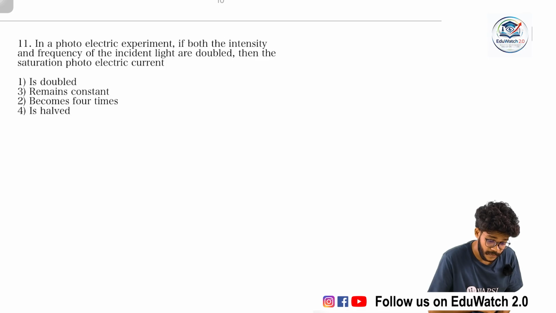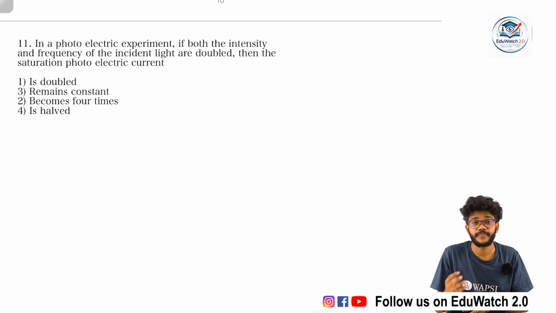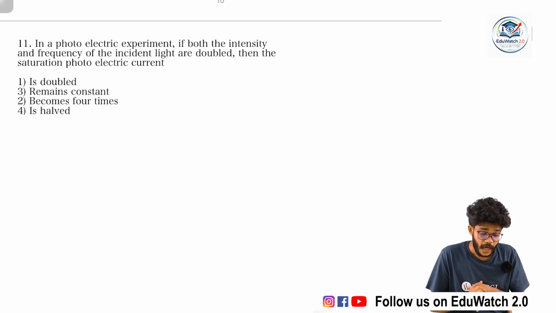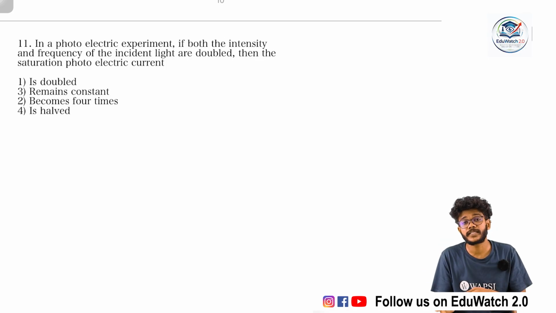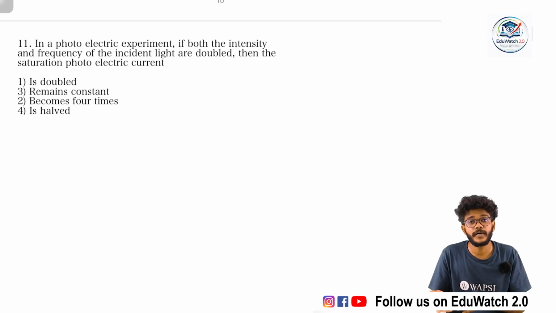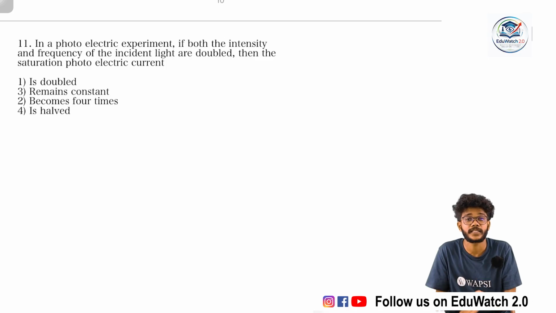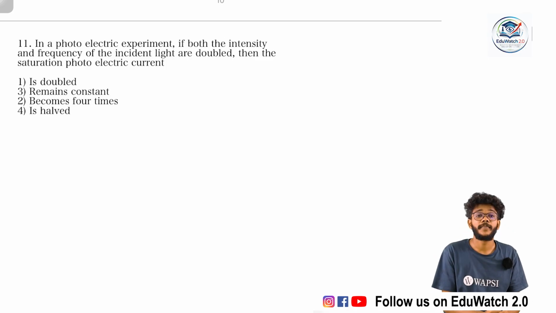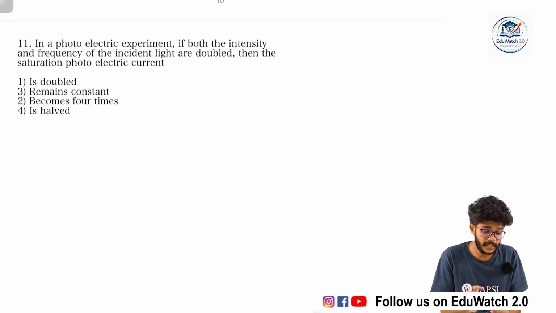So in the question, in the photoelectric experiment, both the intensity and frequency of the incident light are doubled. So both are doubled. But they are only asking about the current. So the current gets doubled, and the potential also gets doubled, but here they only asked about the current. So option A: the electric current is doubled.